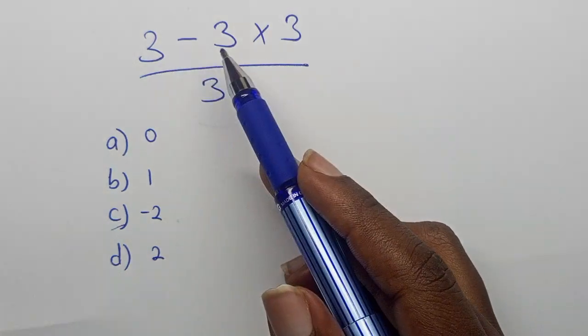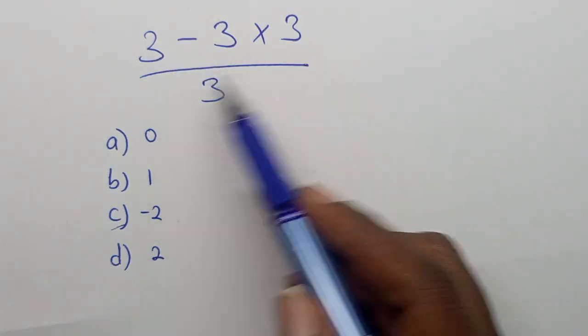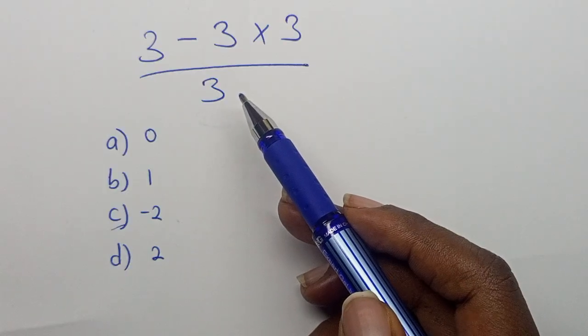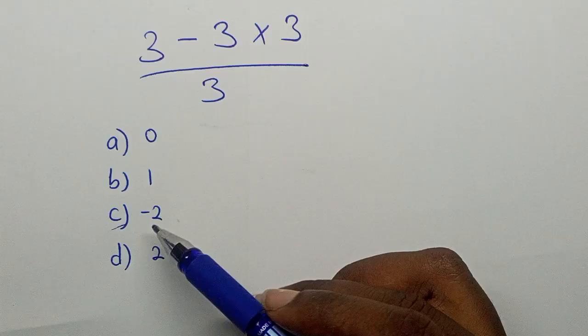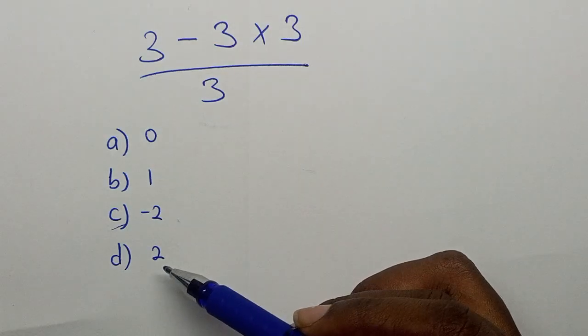3 minus 3 times 3 over 3. What is it equal to? A, we have 0, B, 1, C, -2, and D, 2.